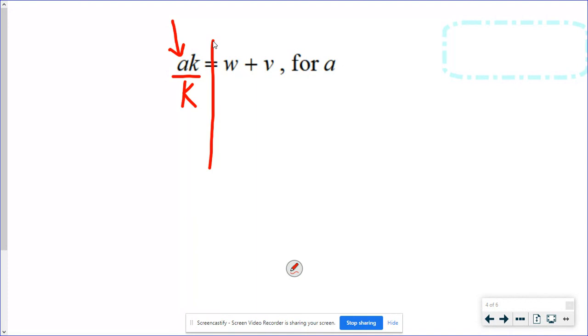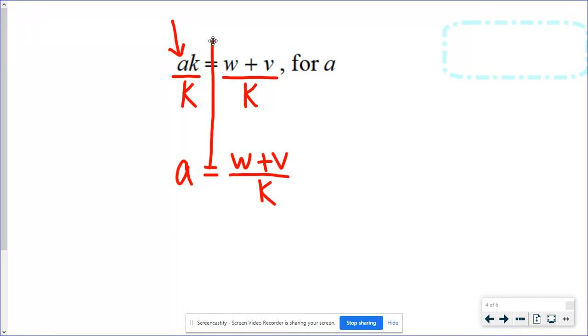You have two options here. Since w and v, neither one of them can simplify with that k, I would be just fine with leaving that as one big fraction. That would work.